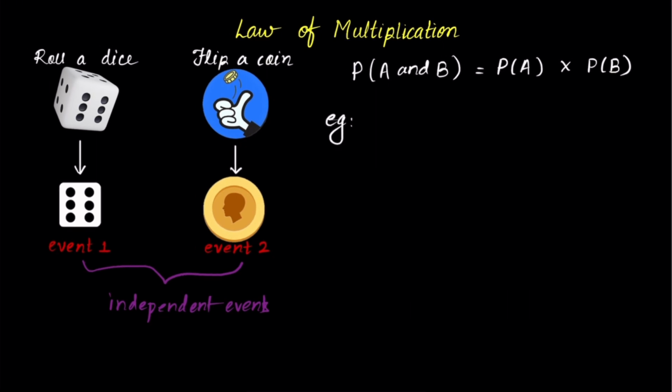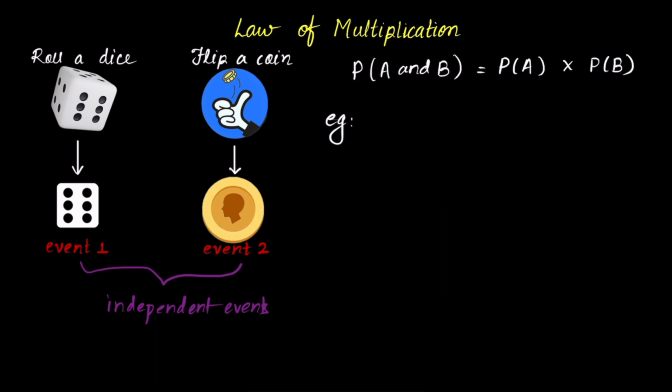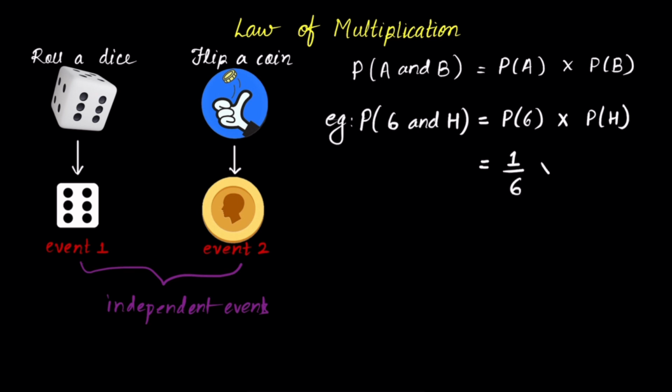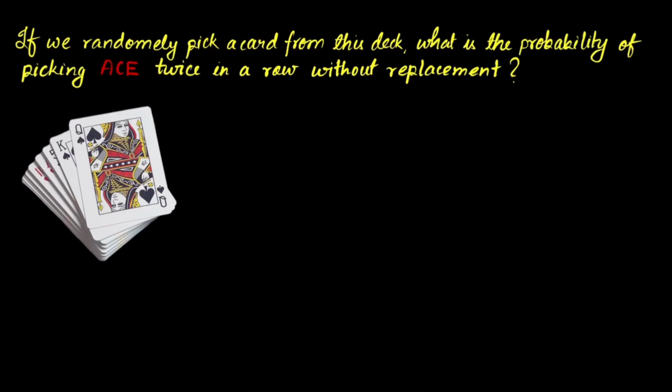For example, let's say upon rolling a dice, you get a 6, and upon flipping a coin, you get heads. So, what is the probability of getting 6 on the dice and heads while flipping a coin? It is equal to the probability of getting 6 on the dice times the probability of getting heads after flipping a coin. The probability of getting a 6 is 1 by 6, your general formula for finding probability, and heads, it's always 50%, 1 by 2. This will give you 1 by 12. So this is the probability of getting 6 after rolling a dice and heads after flipping a coin at the same time. So we have a question right here.